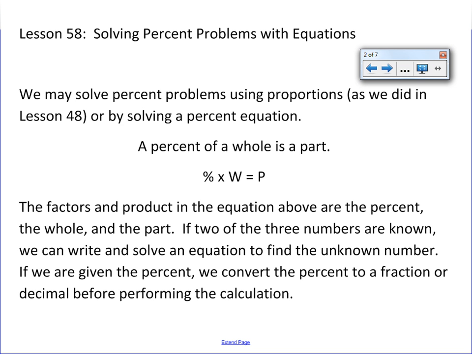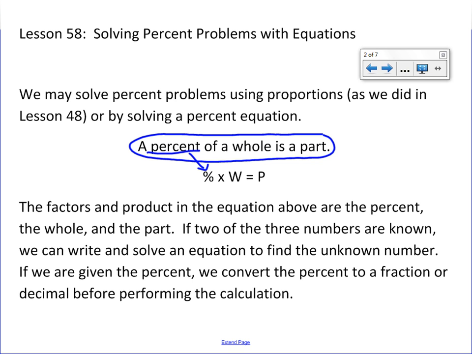What we're talking about today is Lesson 58, Solving Percent Problems with Equations. We may solve percent problems using proportions as we did in Lesson 48 or by solving a percent equation. So the percent equation they get with this statement right here. And that statement is a percent of, of means to multiply a whole, this is the whole part that you're talking about, is means equals a part. Okay? So this equation is going to help you with this lesson.